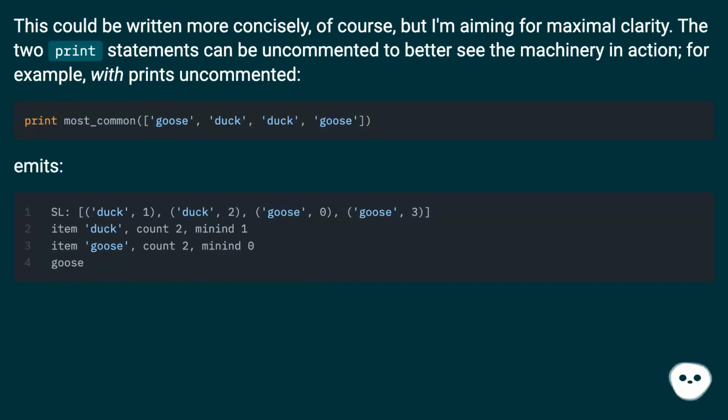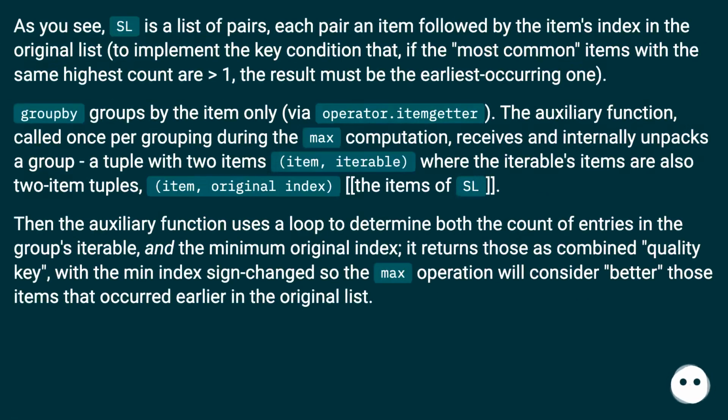this could be written more concisely, of course, but I'm aiming for maximal clarity. The two print statements can be uncommented to better see the machinery in action. For example, with prints uncommented, it emits: as you see, SL is a list of pairs, each pair an item followed by the item's index in the original list, to implement the key condition that, if the number of most common items with the same highest count is greater than 1, the result must be the earliest occurring one.